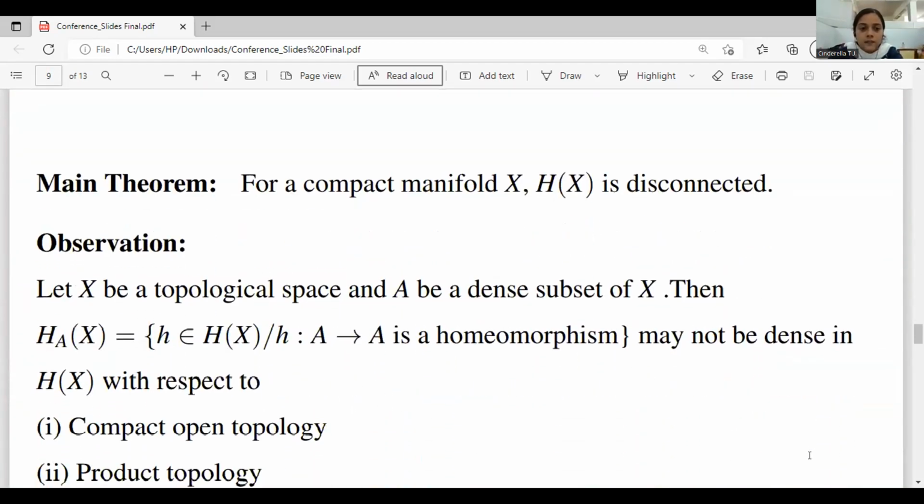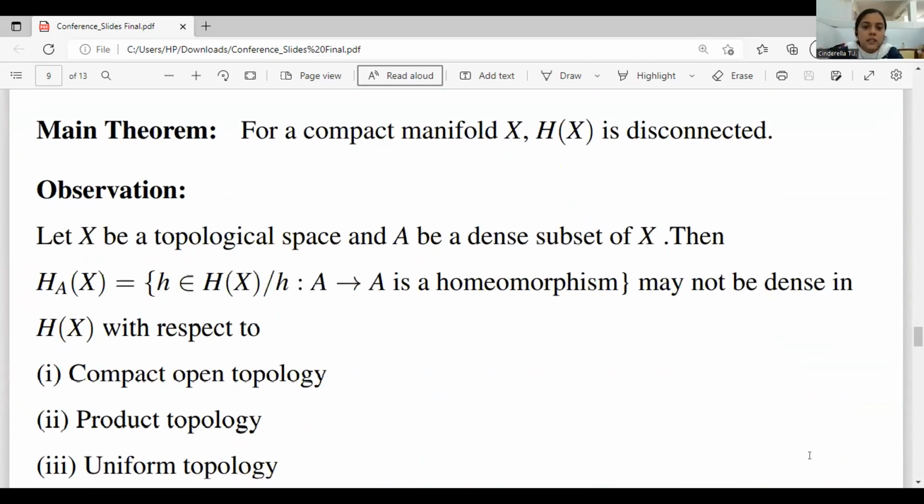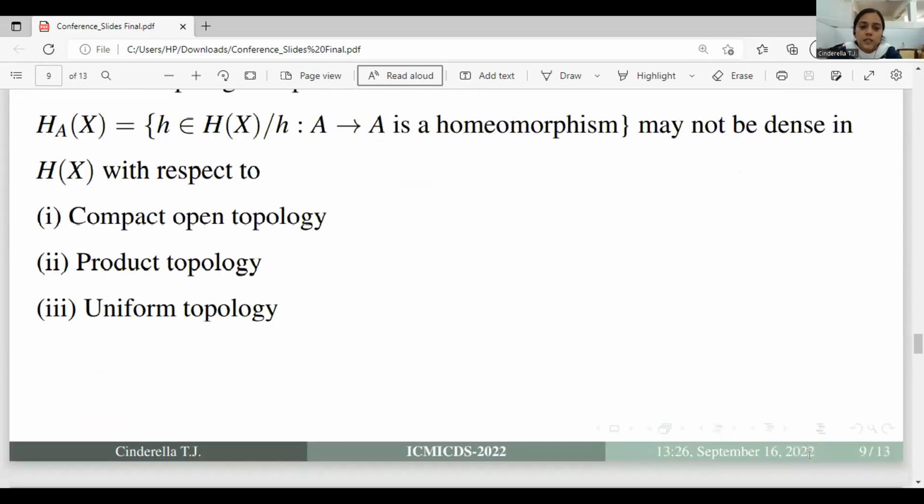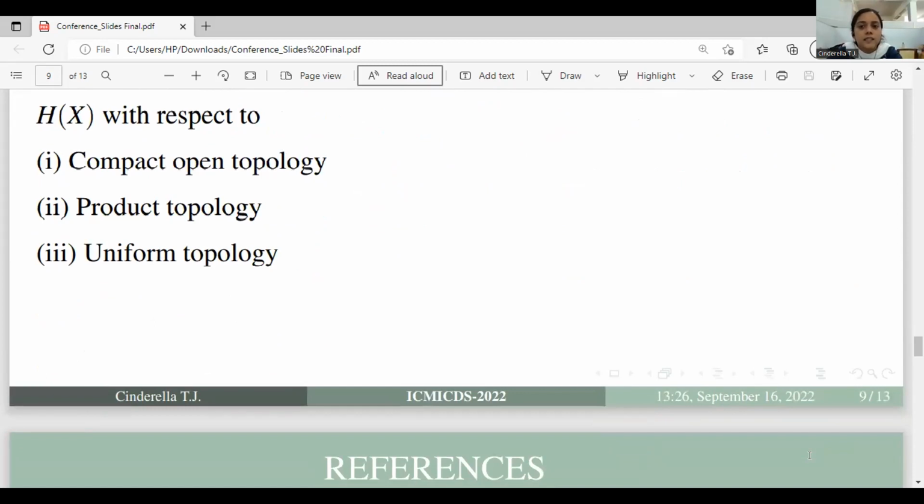And finally, coming to an observation, which says that if A is a set that is dense in X, can we say that the set HA of X, where HA of X is defined as the set of all homeomorphisms that, when restricted to A, is again a homeomorphism, is dense in H of X? And we again found that it is not dense in H of X with respect to these three topologies: compact open topology, product topology, and uniform topology. And that is all about my results.